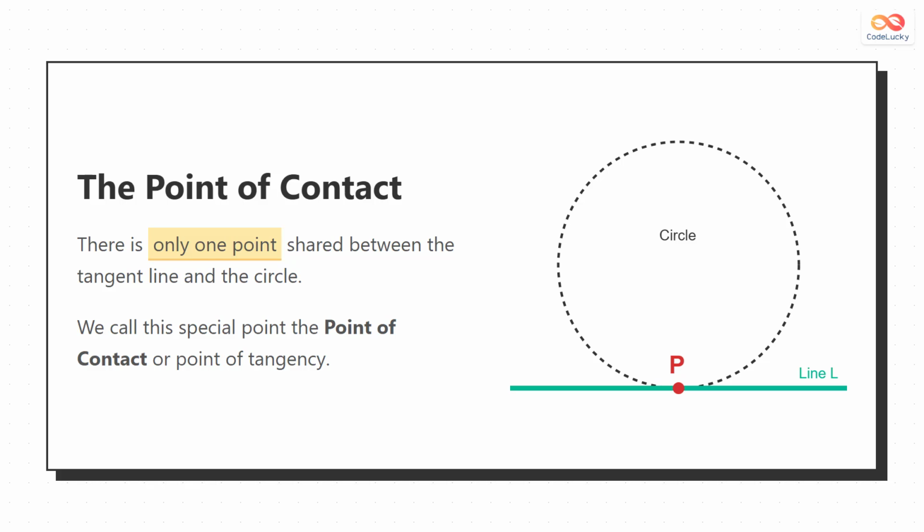This single point where the tangent line and the circle meet is very special. We call it the point of contact, or sometimes the point of tangency. In our diagram, point P is the only point that exists on both the line and the circle simultaneously.